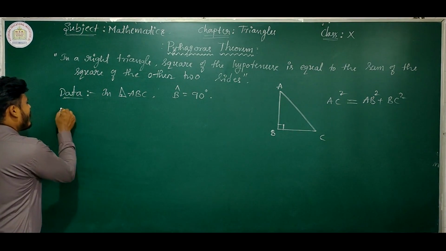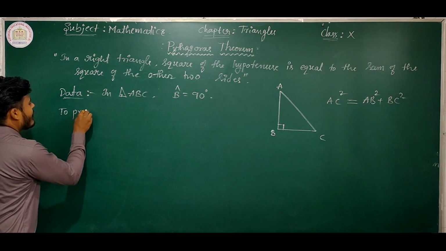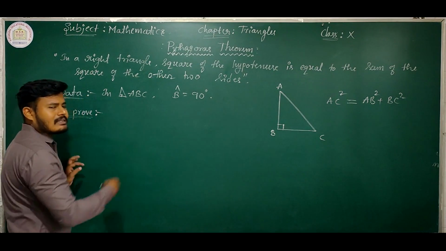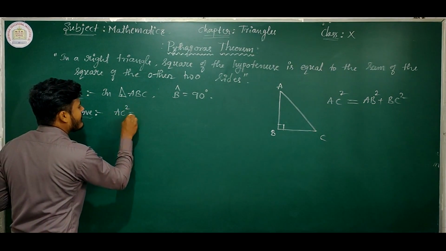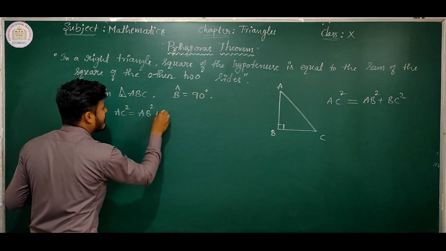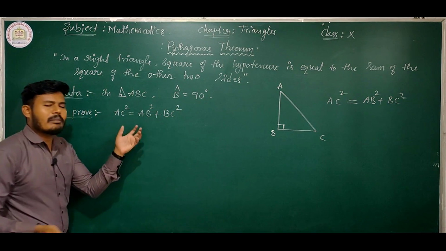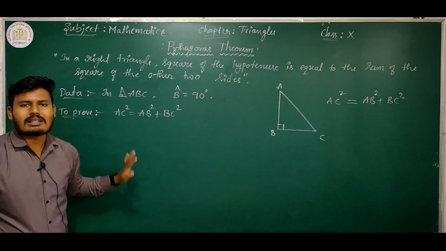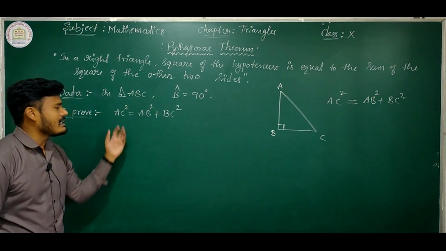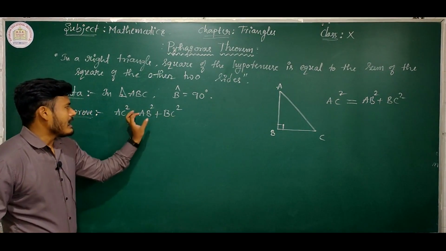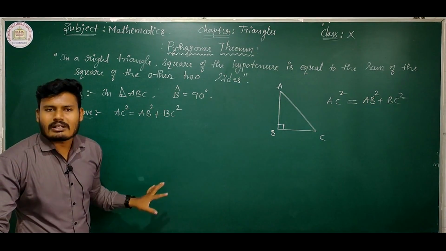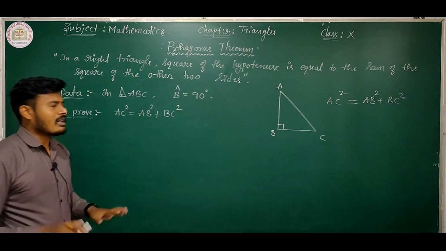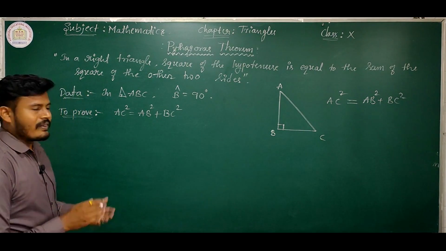So now we are moving on to prove what we are going to prove here. We are going to prove particularly that statement, that is AC square is equal to AB square plus BC square, or it can be taken as AB square plus BC square is equal to AC square. Both are same. You can interchange LHS and RHS, so both are same. So don't be confused about those two different kinds of statements.